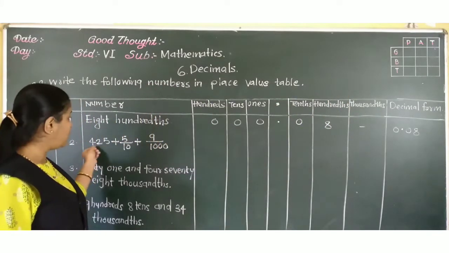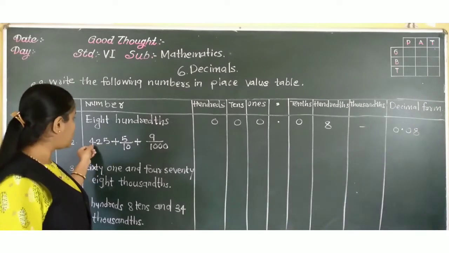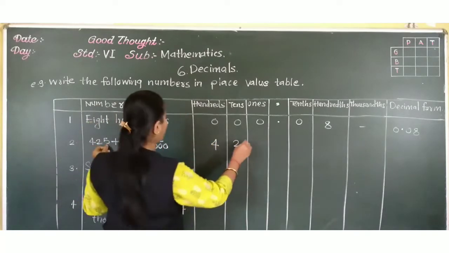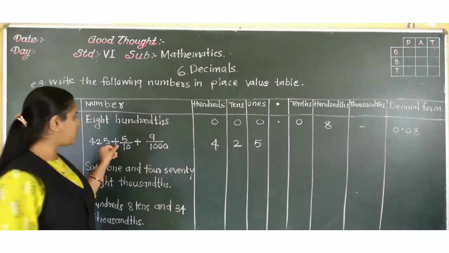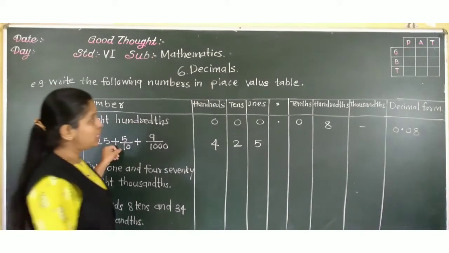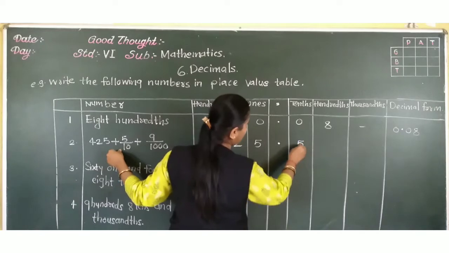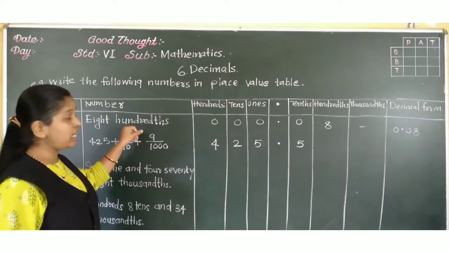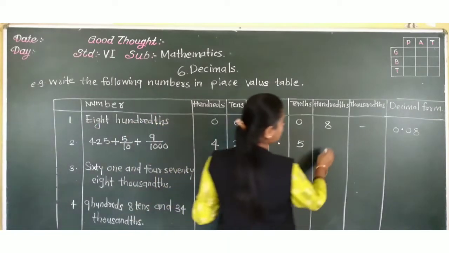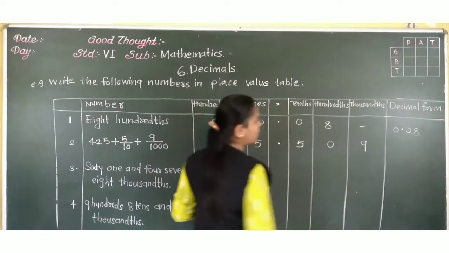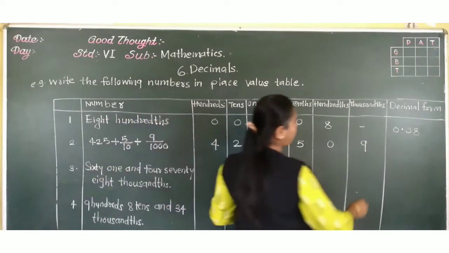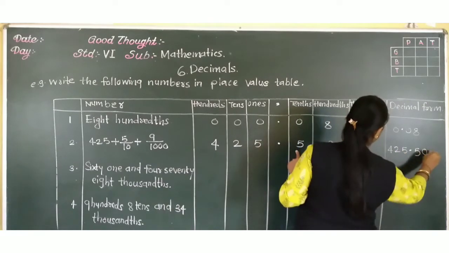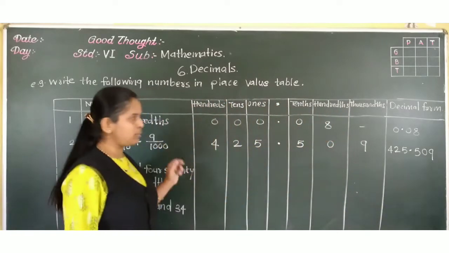Next, 425. Now see, look at it. It is the whole number. So 4 is at hundreds place. 2 is at tens place. 5 is at ones place. Correct? Plus, now 5 upon 10 means tenths place. So decimal point, what is there at tenths? 5. And 9 upon 1000, that is 9 is there at thousandths place. So hundredths place 0 and at thousandths place 9 is there. So how to write it in decimal form? 425.509. Okay, this is the decimal form.